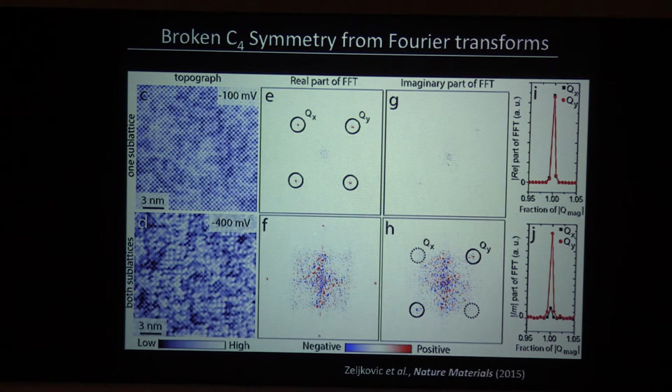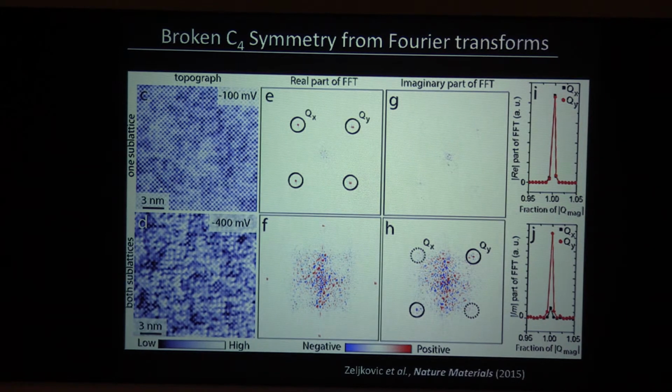First thing you notice is that you get these higher Q peaks. That means that the periodicity that you're imaging here is actually 1/√2 of the periodicity that you see here. That means that you're seeing both sublattices here. Okay? The second thing is, if you look at the imaginary part of the Fourier transform, you see an emergence of 2 peaks along one direction and no peaks along the perpendicular direction.